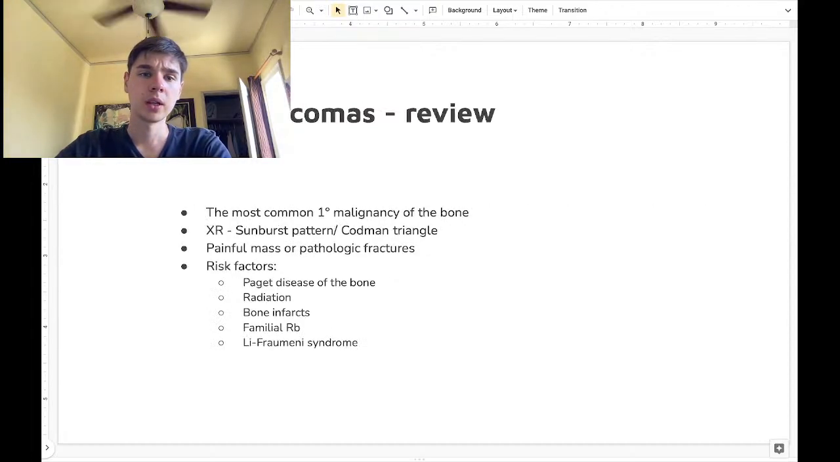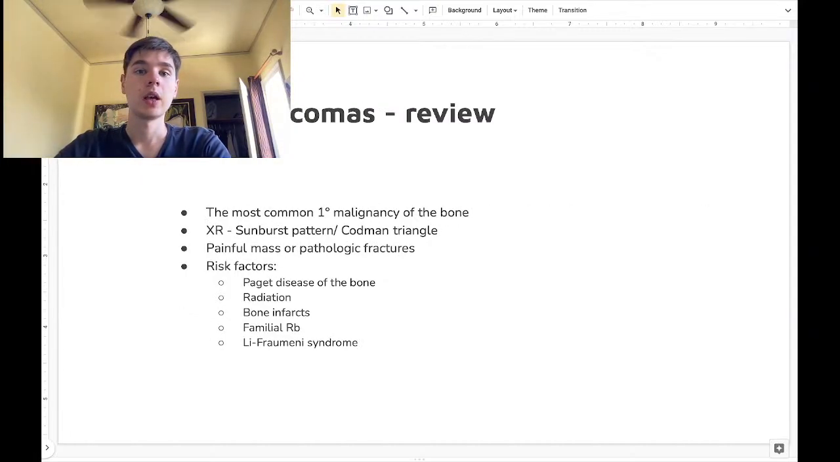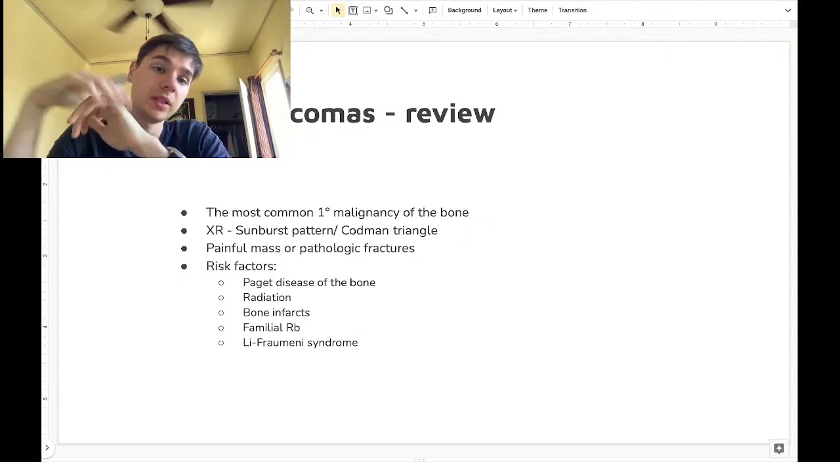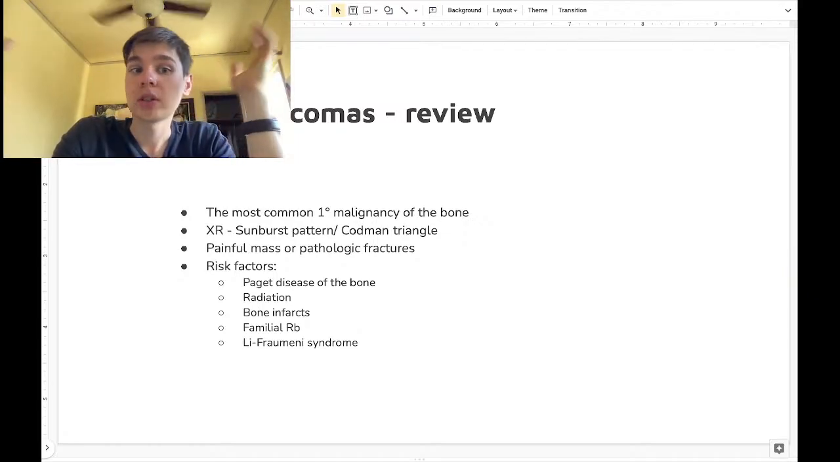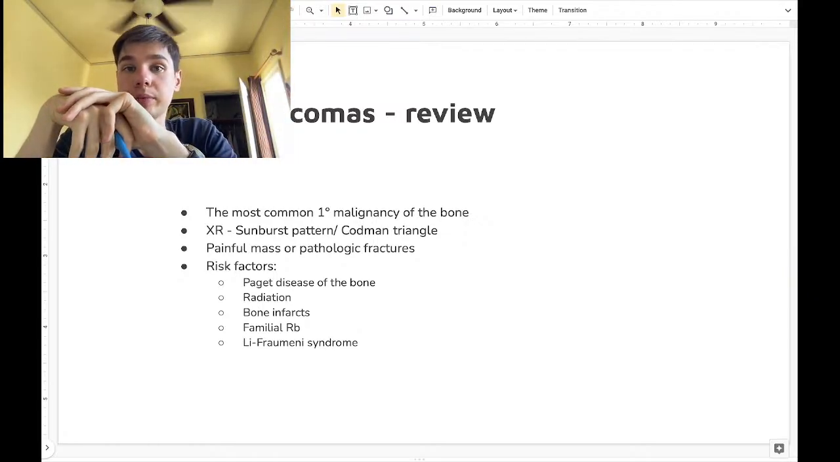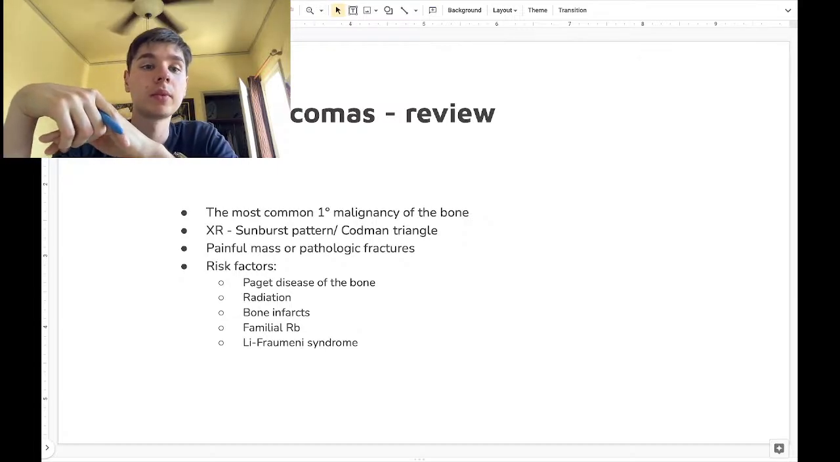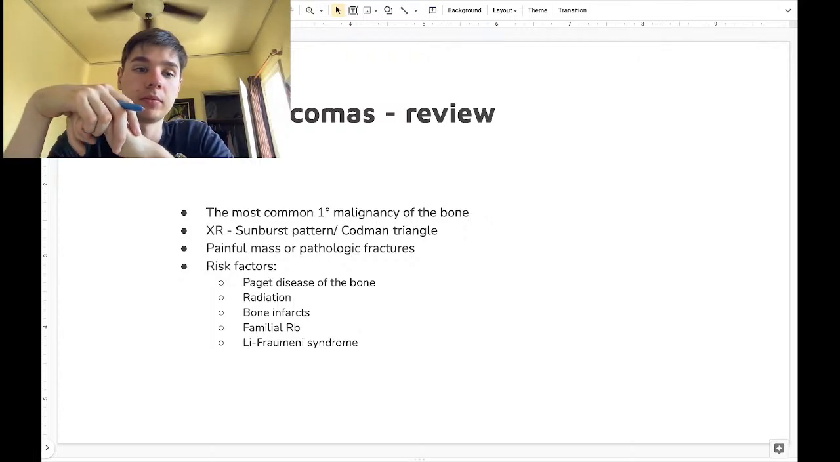Okay, the answer to this question is C, atrial fibrillation. Let's make a little bit of a review for osteosarcomas. This patient had an osteosarcoma. The osteosarcoma is the most common primary malignancy of the bone. On the X-ray, it presents as a sunburst pattern or a Codman triangle. It is a painful mass, and it can present as pathological fractures.